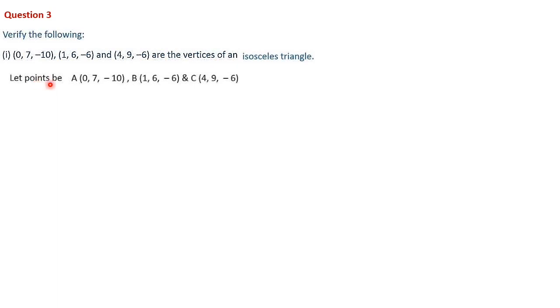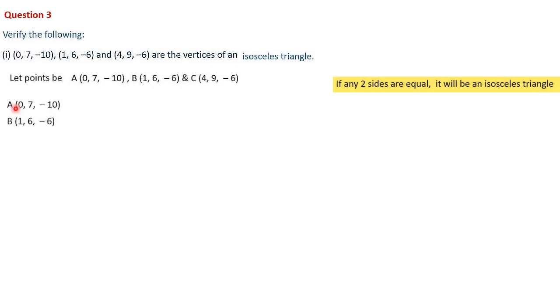So let's take these points as A, B and C. As we know, an isosceles triangle means two sides are equal. If any two sides are equal, then it will be an isosceles triangle. So let's take the first side AB. Before that, just roughly draw a triangle and mark the vertices so that it is easy for us to identify the lengths. So one is A, another is B, another is C. So first we go with the length AB.